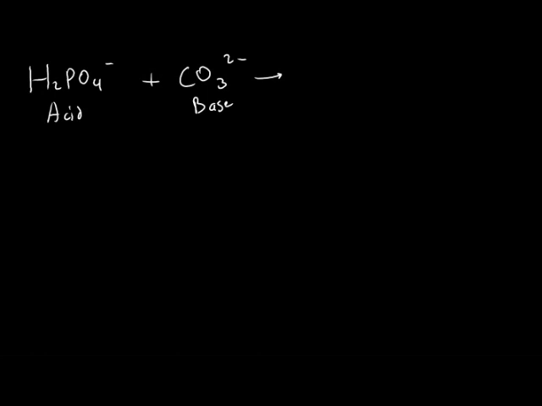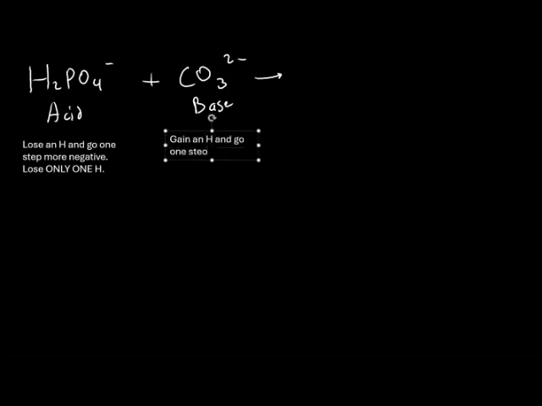Now that we know which reactant is acid and which reactant is base, let's think about what happens to an acid or a base during an acid-base reaction. The acid must lose an H and go one step more negative. Bear in mind that we are only losing one H at a time. The base must gain an H and go one step more positive. Again, we are only going to gain one H.